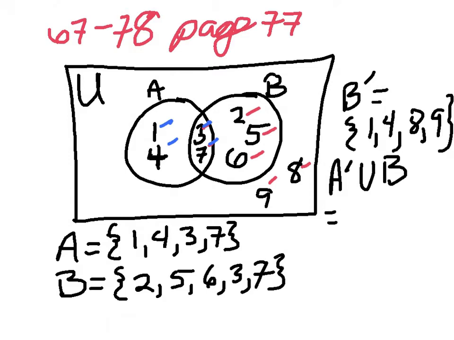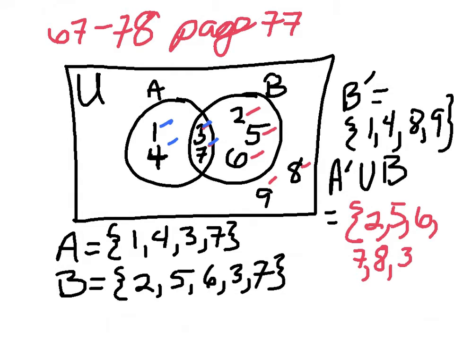Alright? So the union is going to be everything in both sets. I can see that obviously it's going to be everything in A complement, 2, 5, 6, 7, 8, and then also everything in B. Well, 2, 5, 6 are in B, but so are 3 and 7. So I would include the 3 and 7 in this union, everything together. Okay?